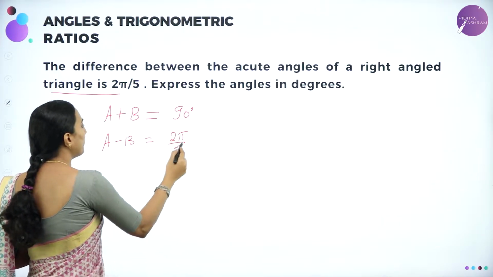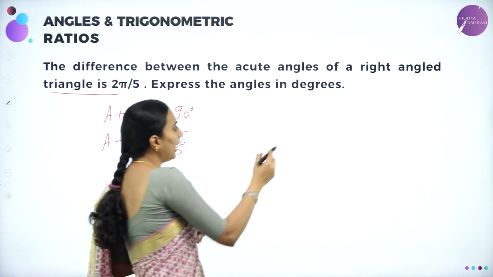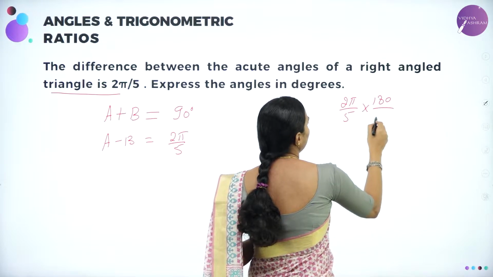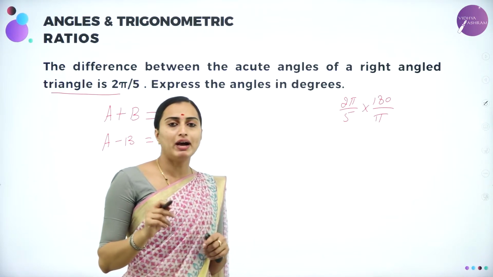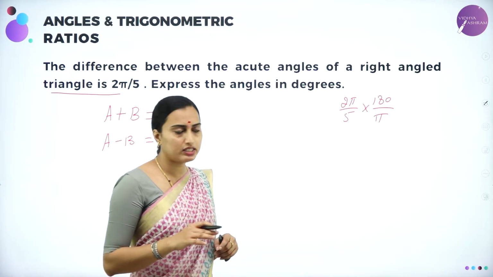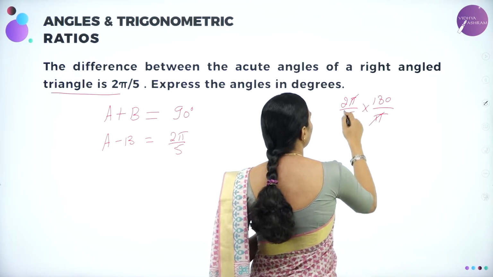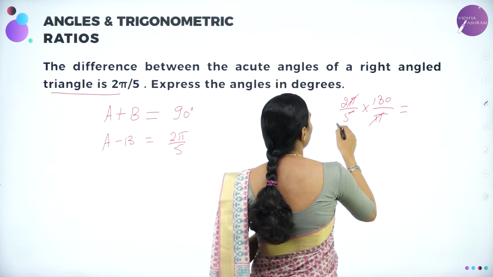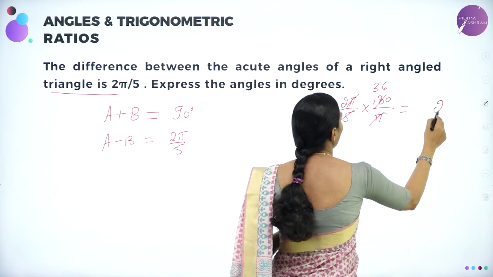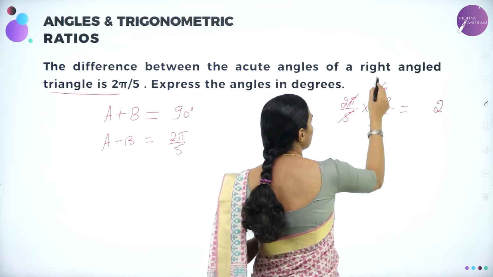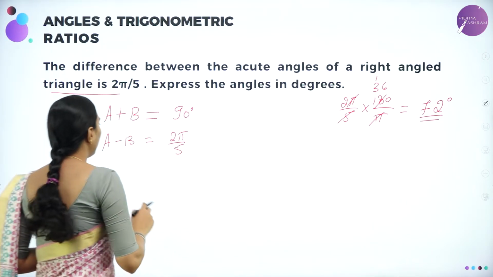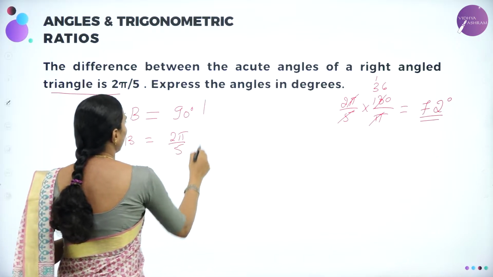How to convert 2 pi by 5 to degree? Just multiply by 180 by pi. 2 pi by 5 into 180 divided by pi. Just multiply by 180 by pi to convert the given radian to degree, isn't it? So here we can cancel this one. 5 ones are 5, 36 are 2 6s are 12, 1 is carry over, 2 3s are 6 plus 1 is 7. So it is converted into 72 degree. Therefore I can equate this to 72 degree.